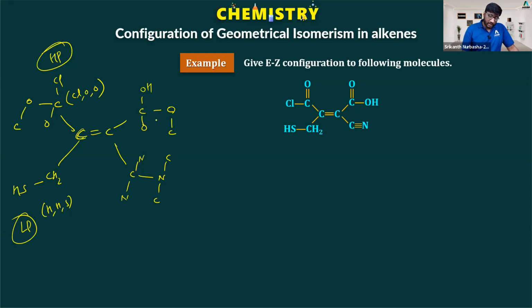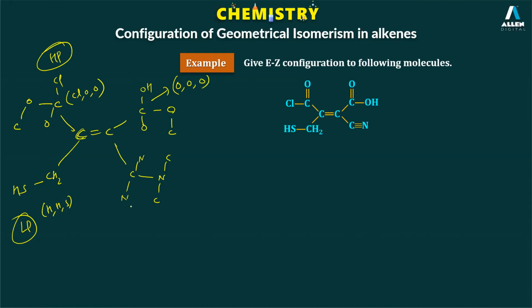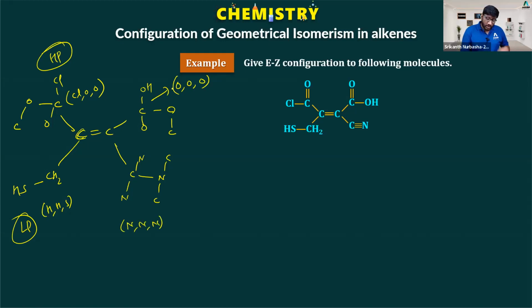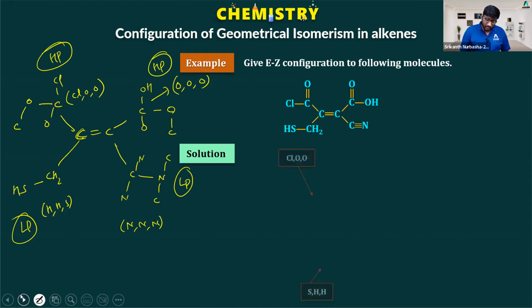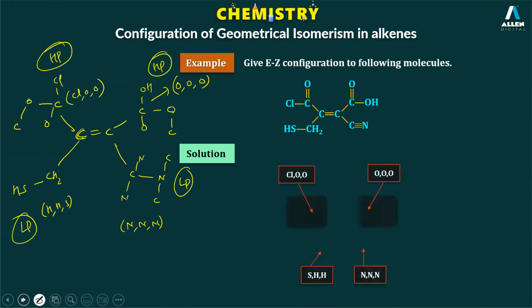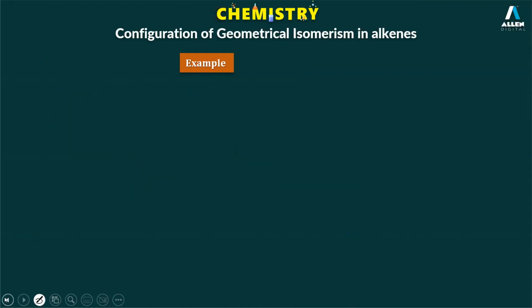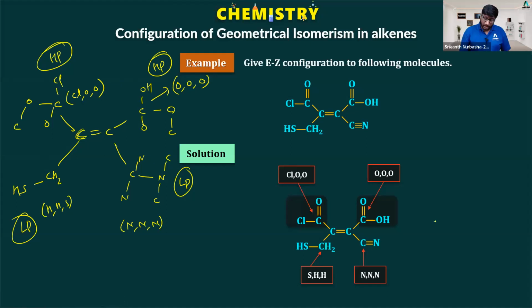Then on the other side, both are directly connected carbons, but what are the other groups? To this particular carbon, we have oxygen, oxygen, oxygen connected. To this particular carbon, we have nitrogen, nitrogen, nitrogen connected. So oxygen should be highest priority. This is high priority, this is low priority. High priority groups are on the same side. What is it called? Z configuration. Yes or no? It will be Z configuration because high priority groups are on the same side.